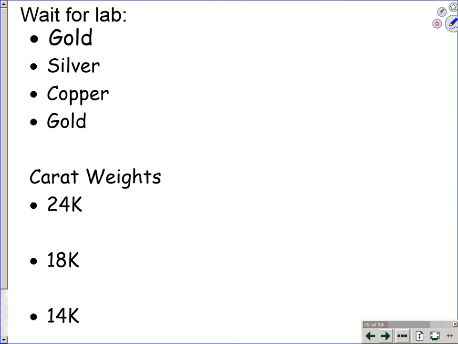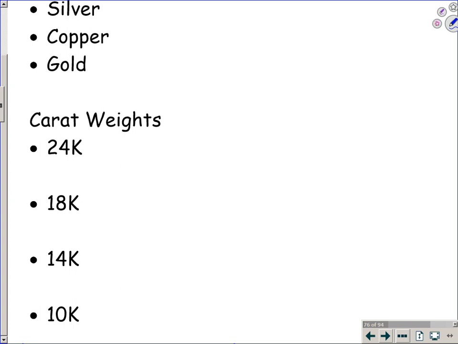Okay, so in terms of carat weights, we've all heard 24 karat. I'm not going to sing it, but what does that really mean? 24 karat what? Gold, right? So we've heard 24 karat, 18 karat, 14 karat. Which is the best? 24. Why?